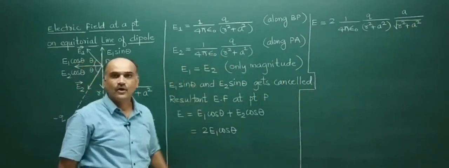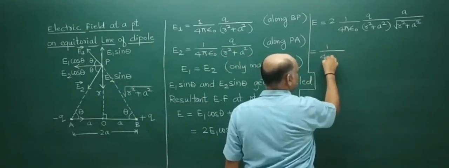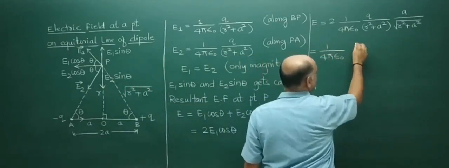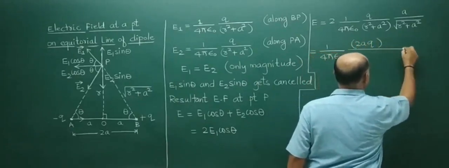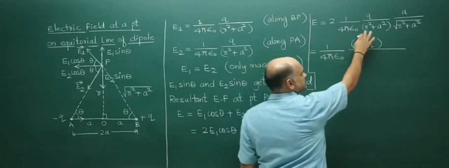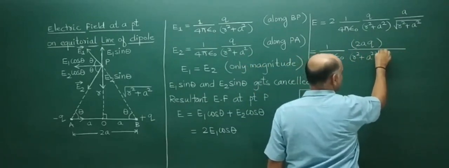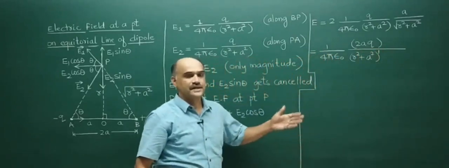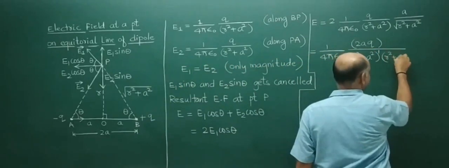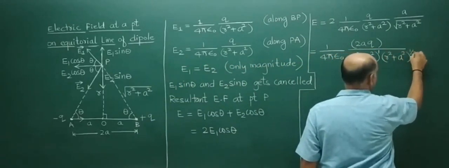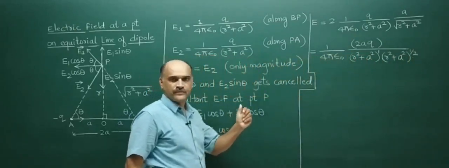Now I will multiply all the terms in the numerator. So I will have 1 by 4 pi epsilon naught, 2a into q. This is as it is, r square plus a square bracket raised to 1, I will write it to make it understandable for the students. Now the root I will write as r square plus a square raised to 1 by 2.